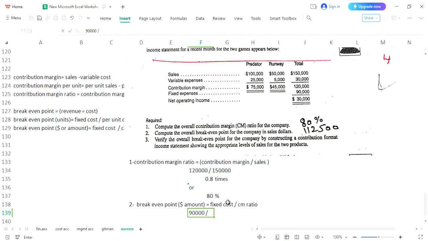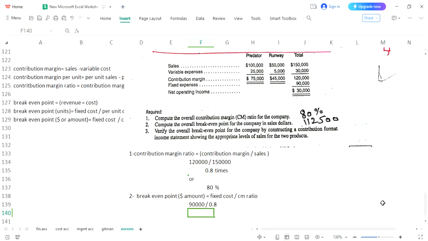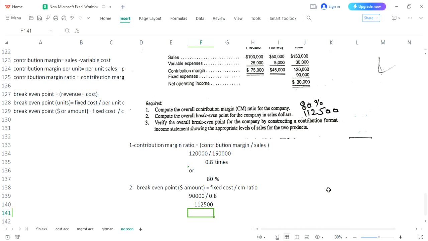Fixed cost is going to be divided by CM ratio. The ratio which we have calculated is 0.8 in terms of times. So this would be calculated. Put 90,000 over here and that would be divided by 0.8. In this way your break-even point has also been calculated. Look at the answer: 112,500. So we have got our second answer. The first answer was calculated over here, and in percentage you can write it in this way as well.